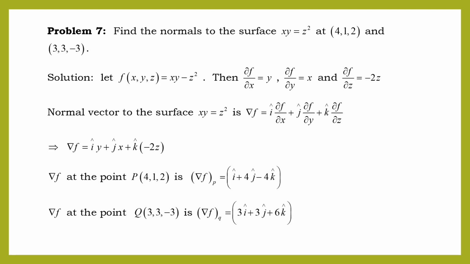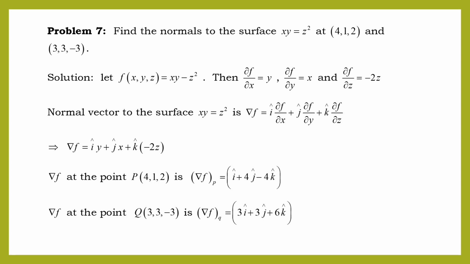Problem number 7. In this problem, a surface is given to us: xy is equal to z square. Two points are given to us. We need to find out normals to this surface at the given points.